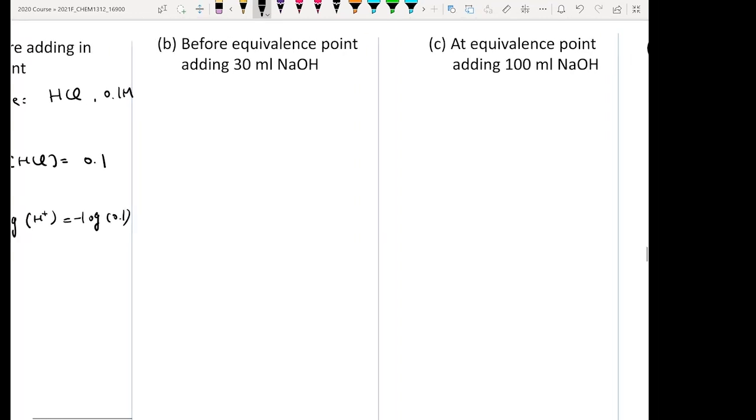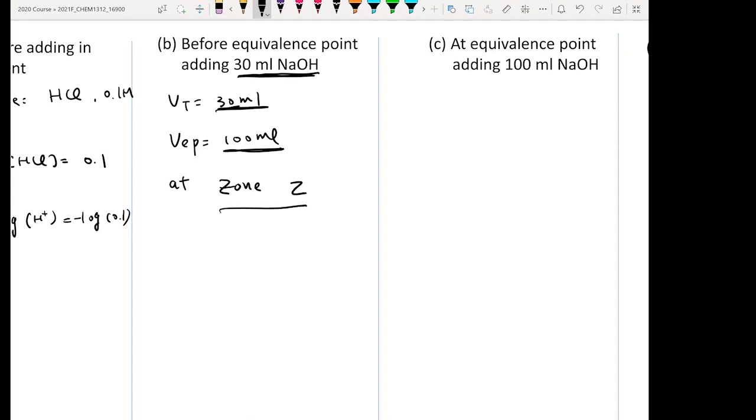How about the second one? Okay, if you add in 30 ml of NaOH, titrant is 30 ml. And then your VEP is equal to 100 ml, right? So by comparing these two, you will know you're in zone 2 because the amount you add in is less than the amount you should have for the equivalence point. Therefore, you are at zone 2.